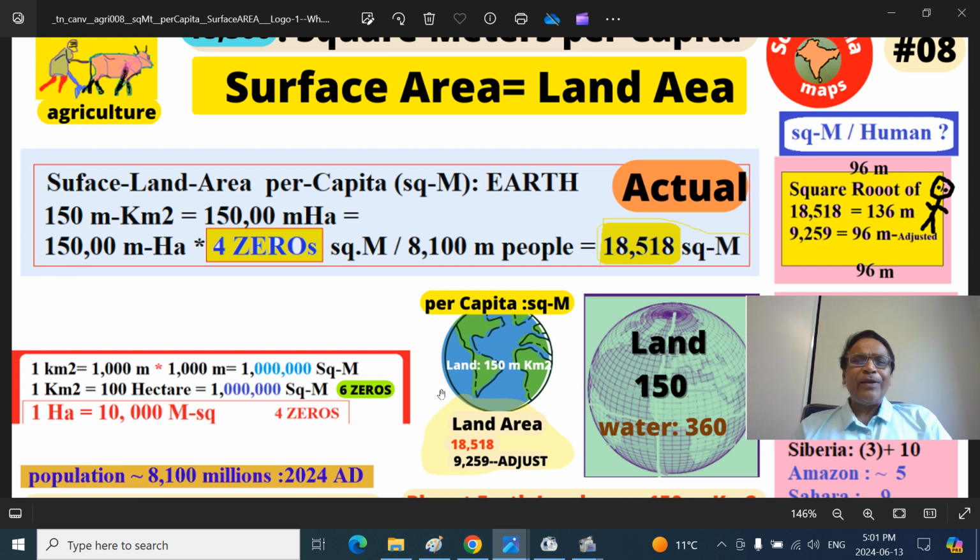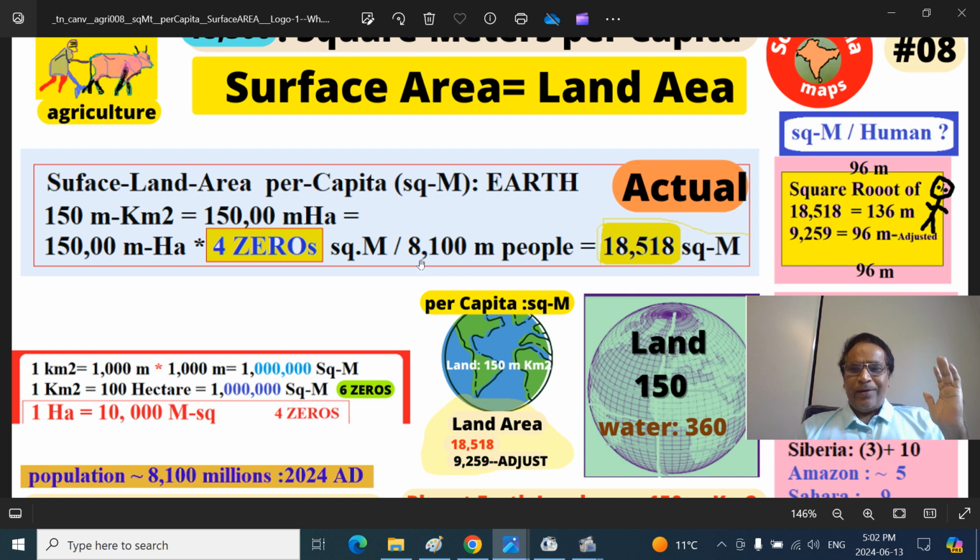So here you see the planet Earth, 150, same as here. We have 150 million square kilometers of surface area on the planet Earth. Very simple, here 150. Remember, 150 add 2 zeros, you get hectares, 150 with 00, million hectares. And instead of hectares, if you want to convert into square meters, you add 4 zeros here. That means 150, 2 zeros, again 4 zeros.